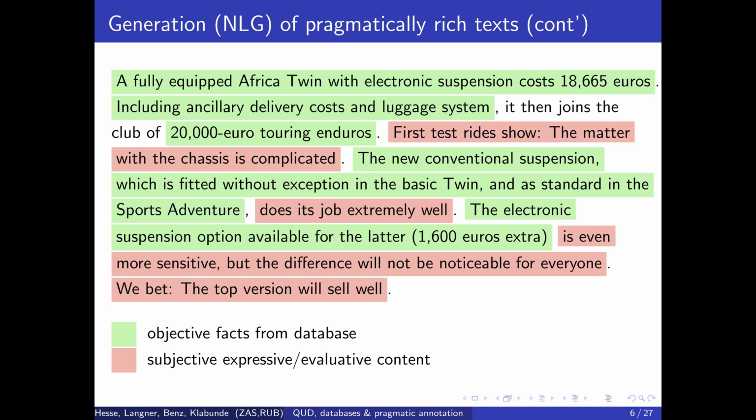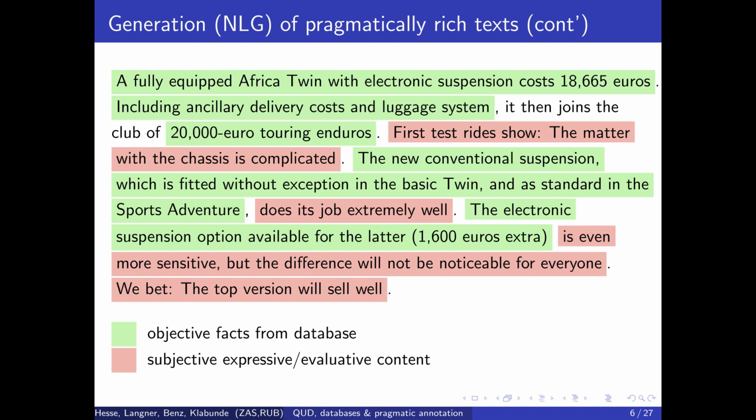Right? So this one's about a motorcycle, Africa Twin, a fully equipped Africa Twin with electronic suspension, costs 18 plus €1,000, including auxiliary delivery costs and luggage system. It then joins the club of 20k touring enduros. First test rides show the matter with the chassis is complicated. And the new conventional suspension, which is fitted without exception in the basic twin and as standard in the sports adventure, does its job extremely well.